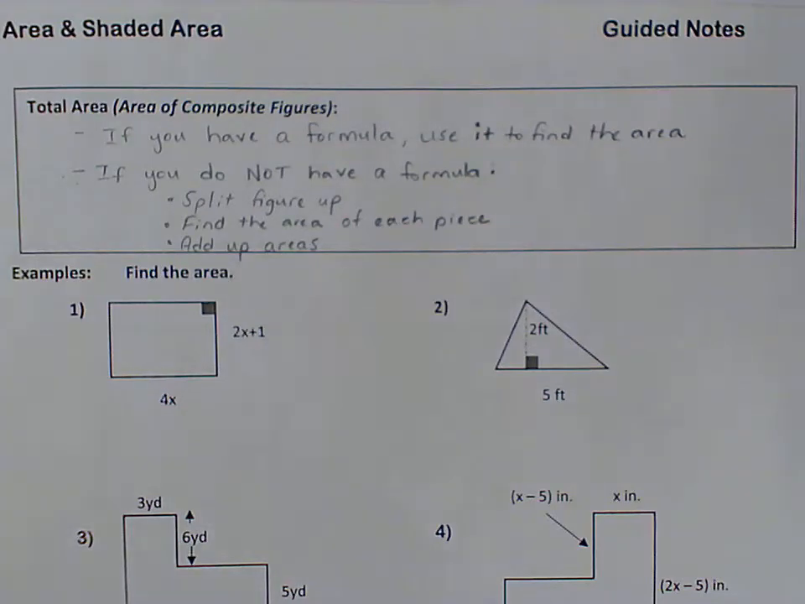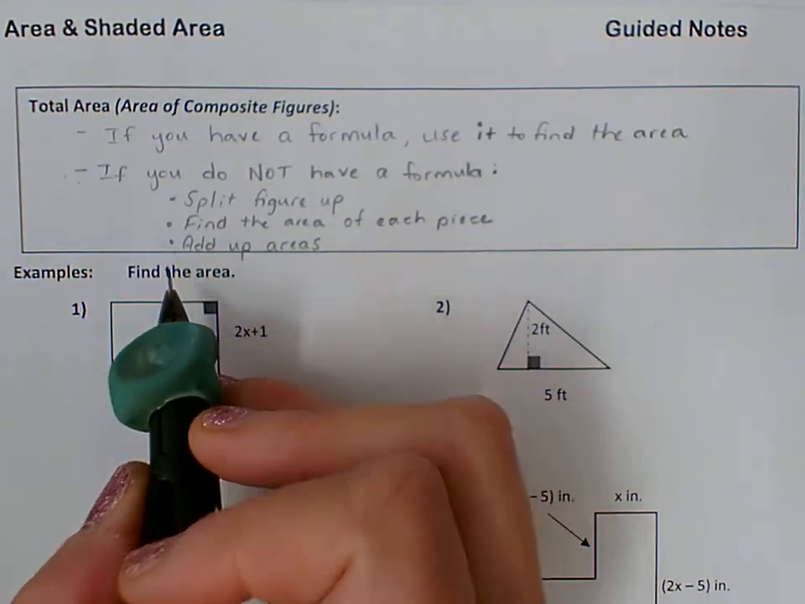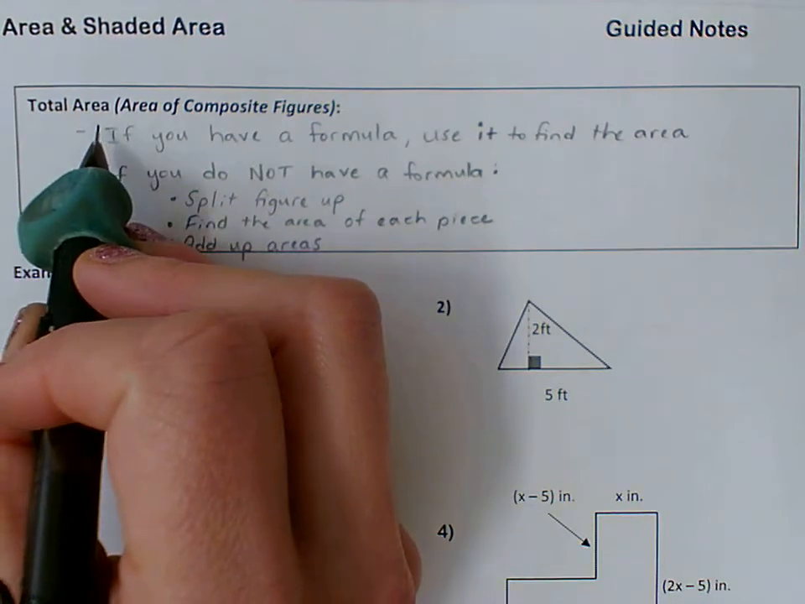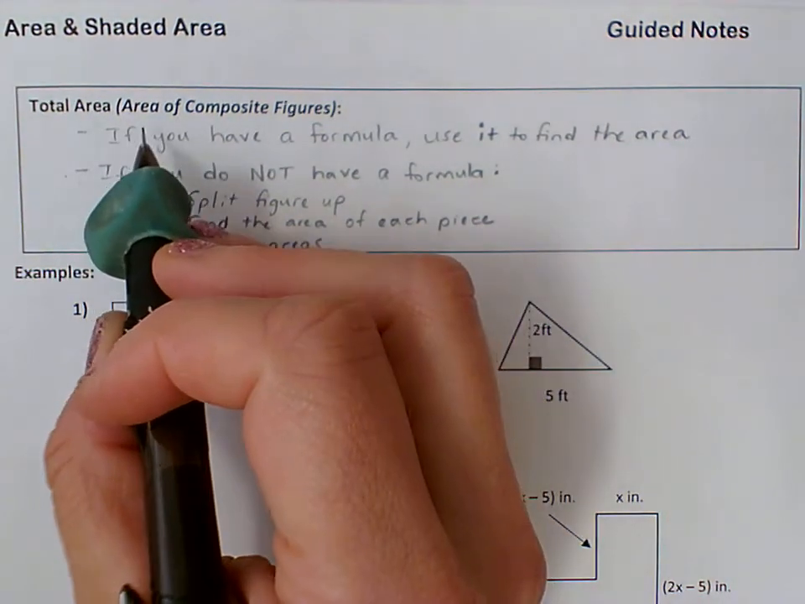Find the area of a figure. You kind of have two things that could happen. You're either going to have a formula that you can use to find the area of it, or you're not going to have a formula, okay? And so we're going to talk about what to do if you have a formula, and then what to do if you don't, okay?